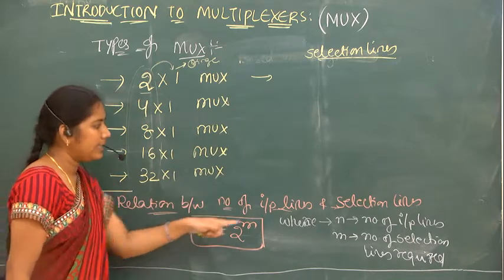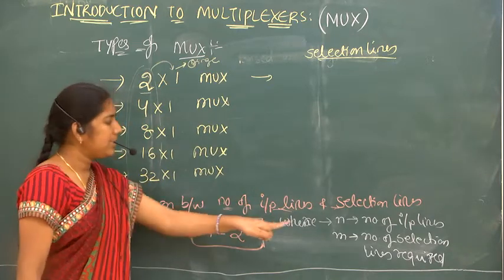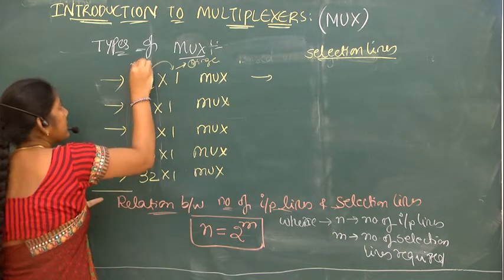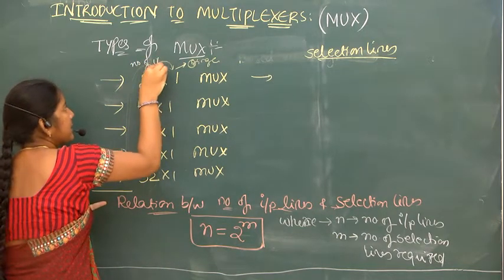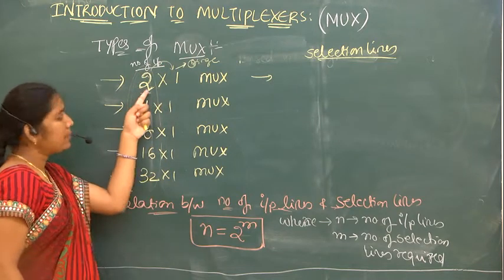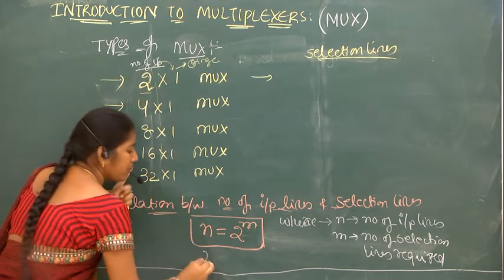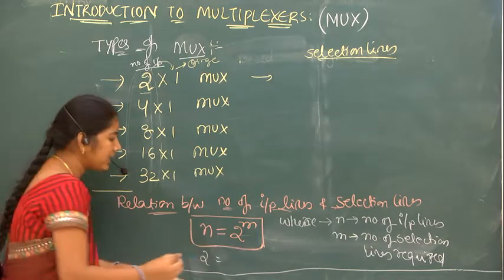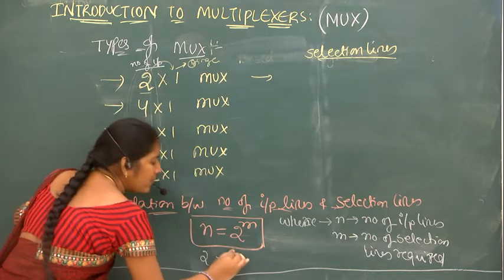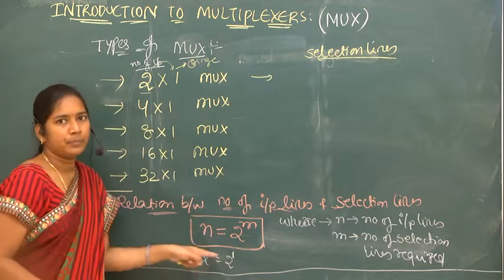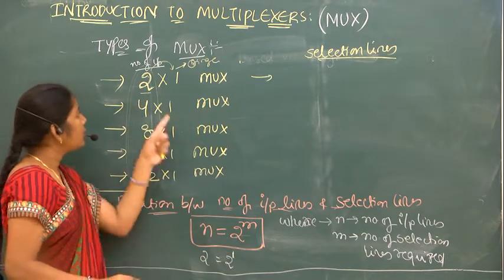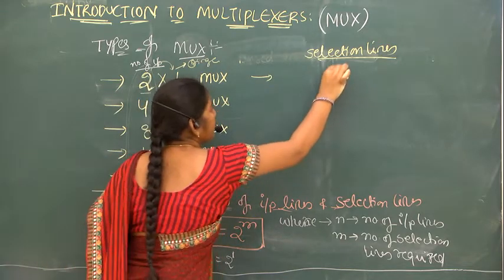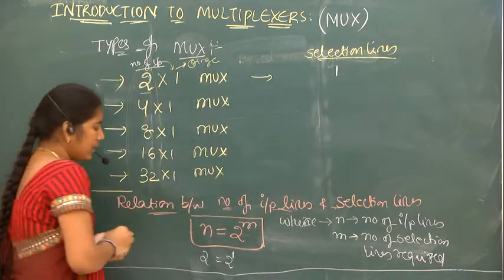Okay, n is the number of input lines and m is the number of selection lines. Now we know the number of input lines. So if input lines are 2, n is 2. To satisfy this equation, the m value must be equal to 1, right? So for this 2 cross 1 mux, the selection lines will be 1.